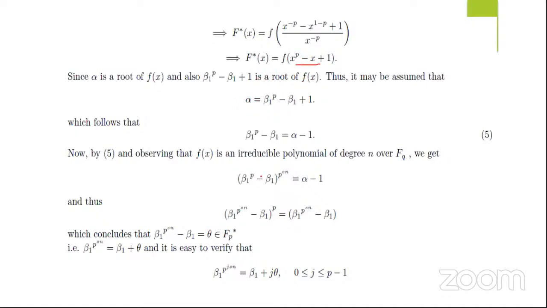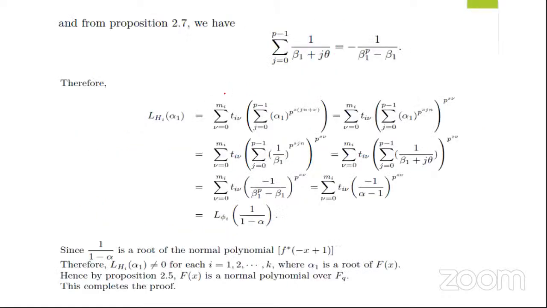Then after simplification, we'll get the linearized polynomial of alpha 1 is equal to the linearized polynomial of 1 by 1 minus alpha. Since this is the root of a normal polynomial, therefore for sure its linearized polynomial is non-zero. Since this is non-zero, therefore the linearized polynomial at alpha 1 is also non-zero. Therefore we have f of x is a normal polynomial.